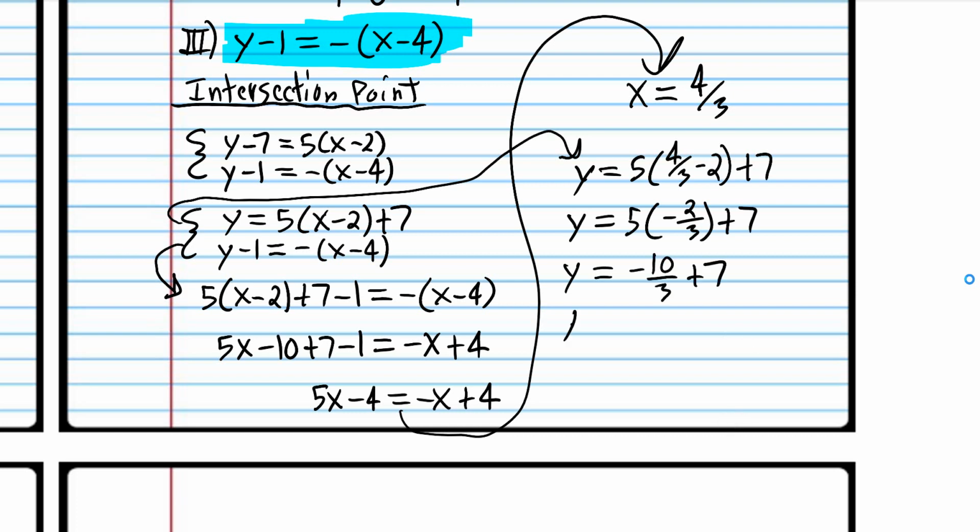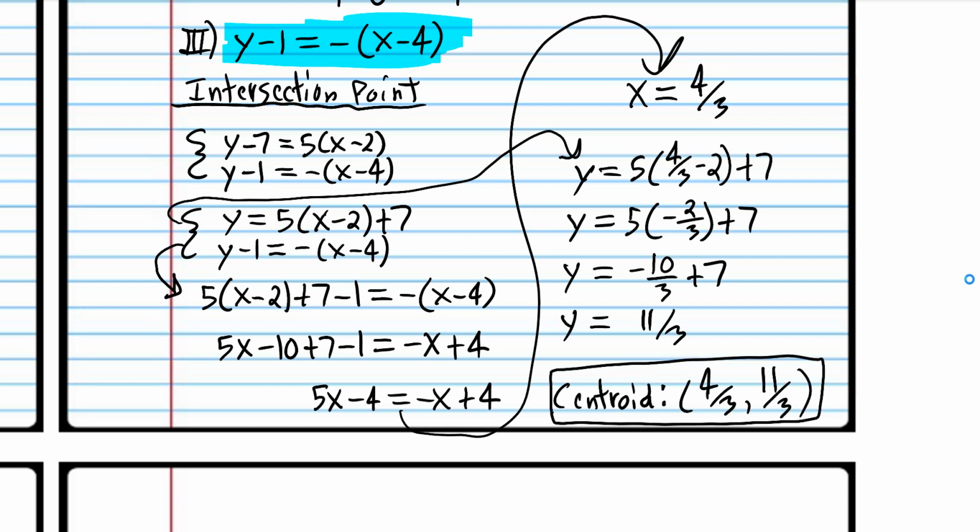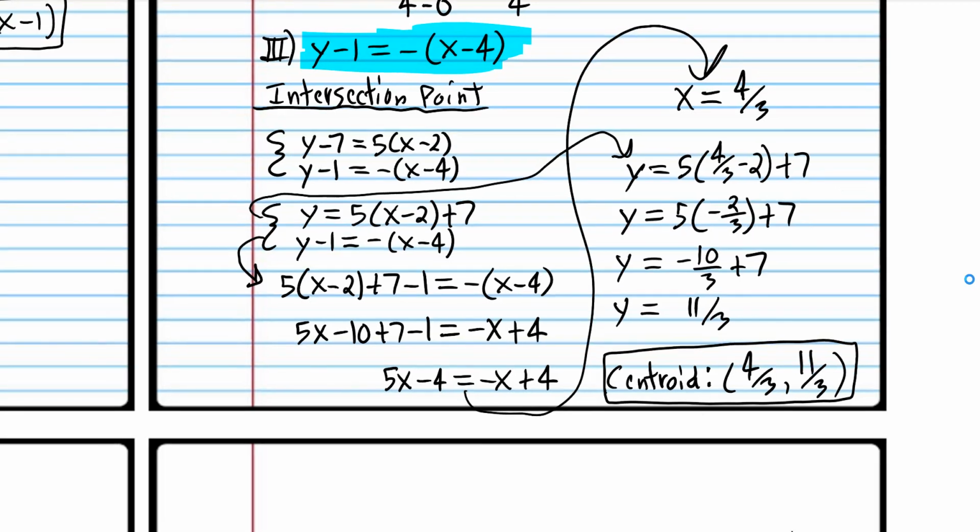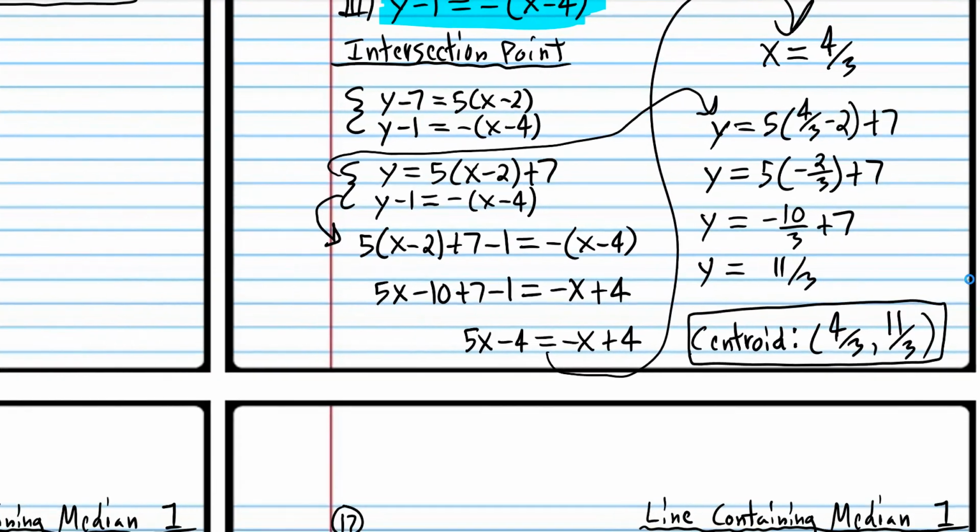Looks like we're going to get negative 11/3. We need a common denominator here, multiply both sides by 3, so on and so forth. Again, that's all stuff that you should know already. Actually, that should be positive 11/3. Sorry about that. Positive 11/3. And so the coordinate of the centroid is 4/3, 11/3. All right, so now let's do another one of those problems before you try one on your own.